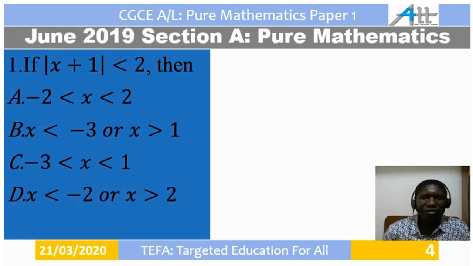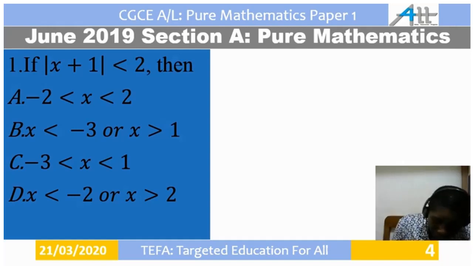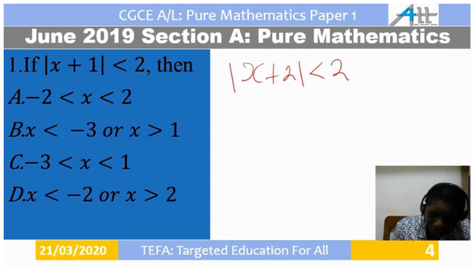Okay, let's see what the solution is. Now this is an inequality question that we are going to be solving, and it has absolute values, and we must remember the basic definition of absolute values and the basic rules that govern it in order to tackle this question. So we have the absolute value of x plus 1 less than 2.